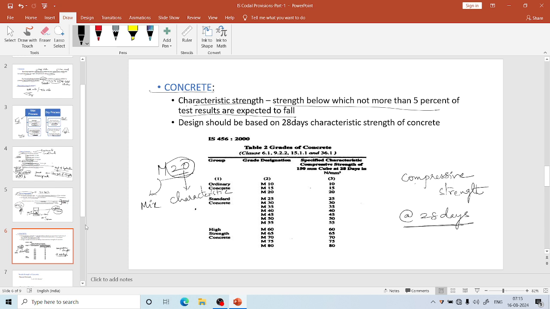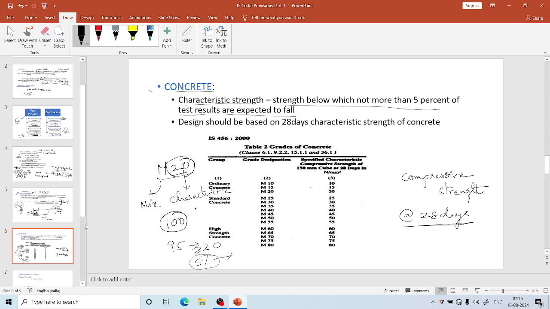So if we take 100 samples, 95 samples will have characteristic strength more than or equal to 20, and only 5% of the samples will have characteristic strength less than 20. In that case we can say that the characteristic strength of this sample is 20 Newton per mm square, and the grade we designate as M20.